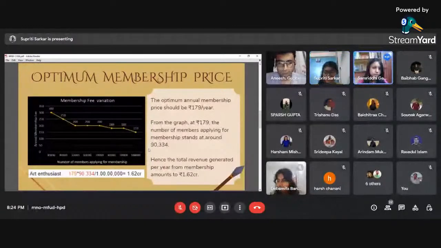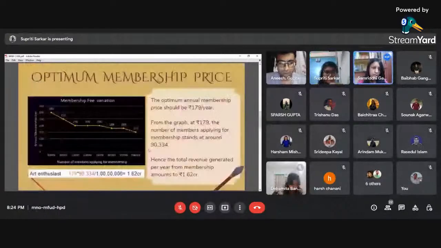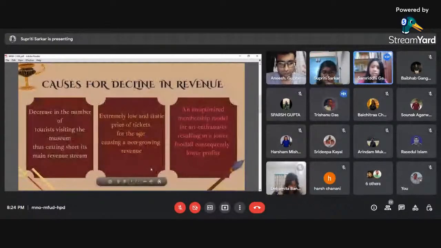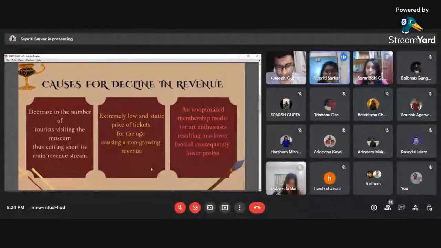I think I noticed something there. I have a question. Trushan, one second, can I go ahead once? Yeah, sure. So the decrease in the number of tourists visiting the museum. What exact plan do you all have for increasing the number of tourists visiting the museum? We have decreased the ticket price at the entry level. I guess that could work. Right. Okay. So the tourist ticket prices decrease and the student ticket prices increase. Is that the solution that you all suggested?